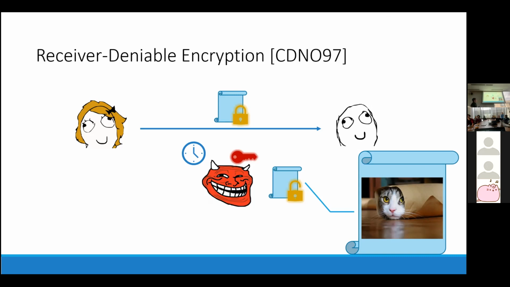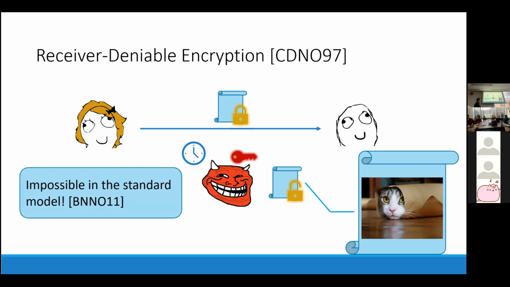So, receiver deniable encryption. Essentially, we want that the receiver is able to provide a fake secret key, which can cause the message to still successfully decrypt, but instead to a fake message. And in fact, it has been shown that receiver deniable encryption is impossible in the standard model.